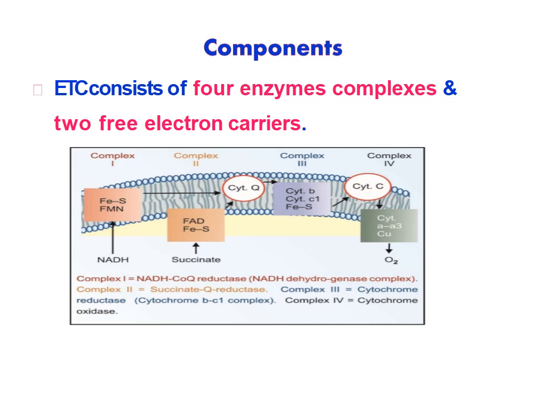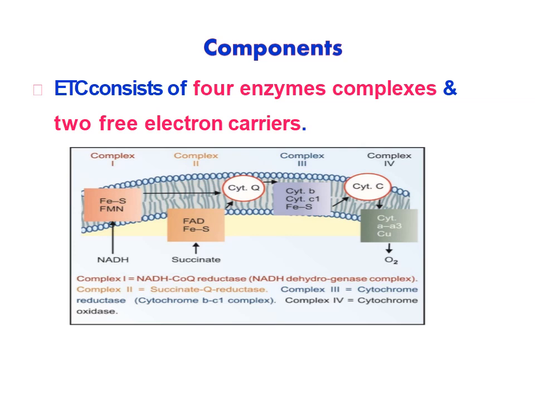Hello everyone. Today we are going to start with the components of the electron transport chain. The electron transport chain consists of 4 enzyme complexes and 2 free electron carriers. So the electron has to flow through a series of complexes or components, and finally it will combine with oxygen, and there is one more complex, complex 5, which then produces ATP.